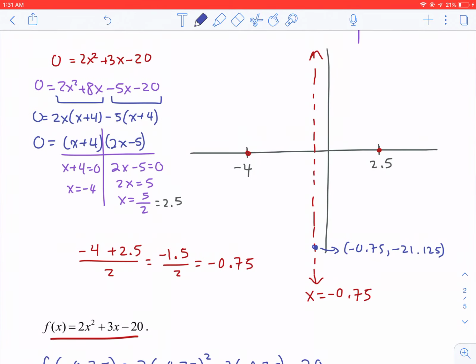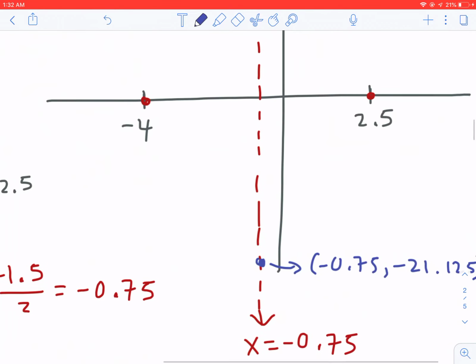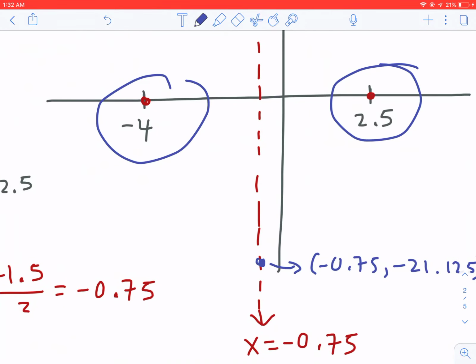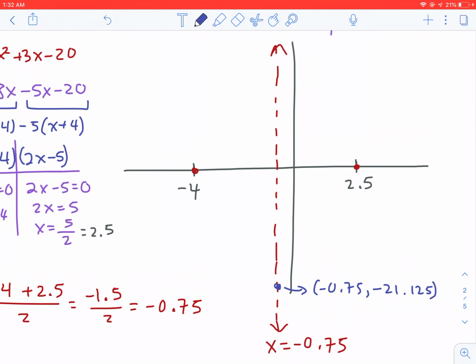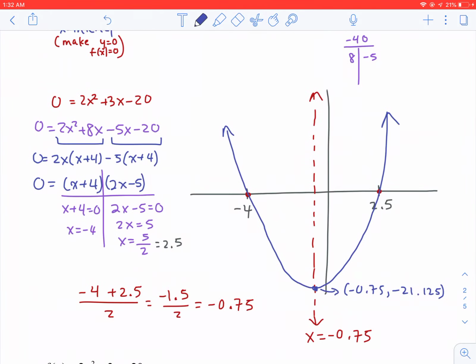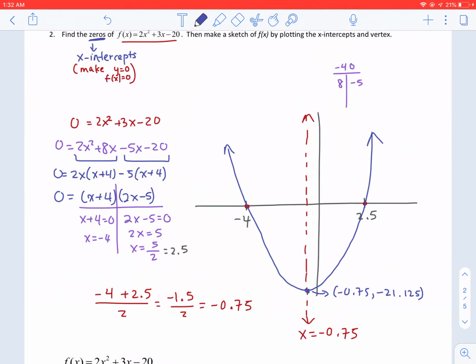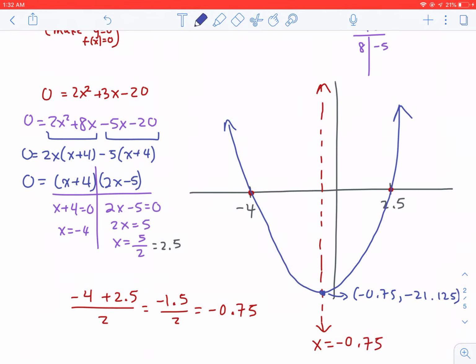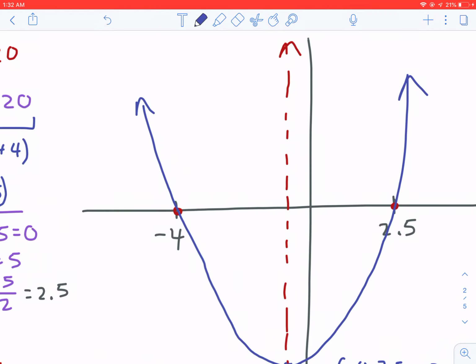So when it says sketch, this is what I need on the sketch. I need the zeros and this vertex, and connecting the dots. Bam, that is what the function is going to look like. So that is a sketch of f of x.